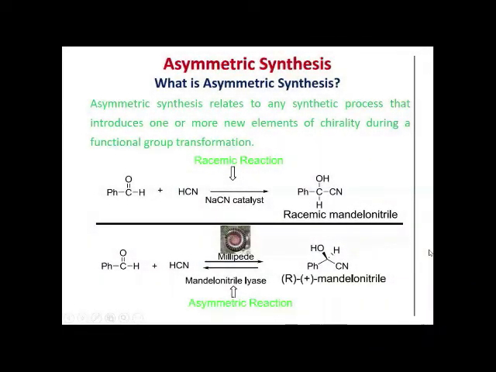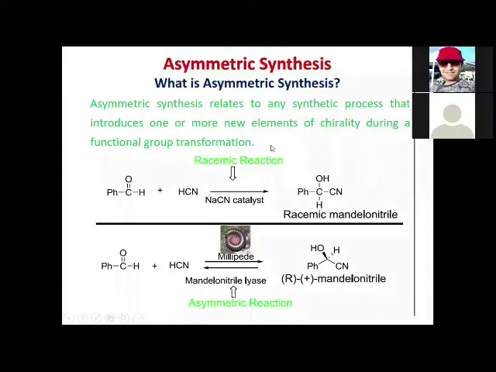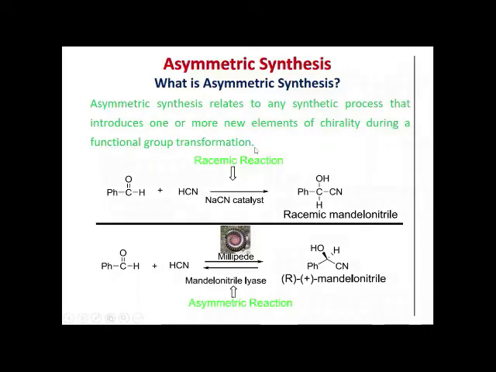Asymmetric synthesis. So what is asymmetric synthesis? It is any synthetic process that introduces one or more new elements of chirality during a functional group transformation. For example, take benzaldehyde. When it reacts with HCN using a racemic reaction, with NaCN as a catalyst, that gives racemic mandelonitrile.